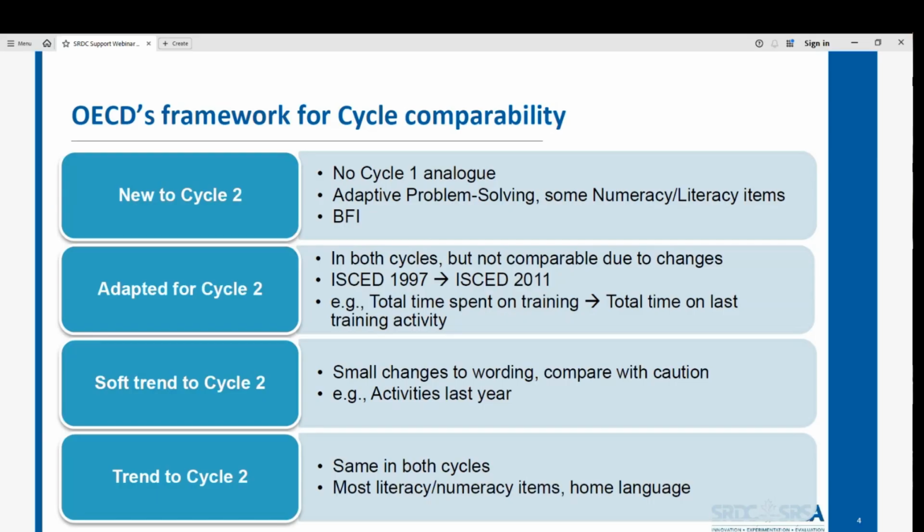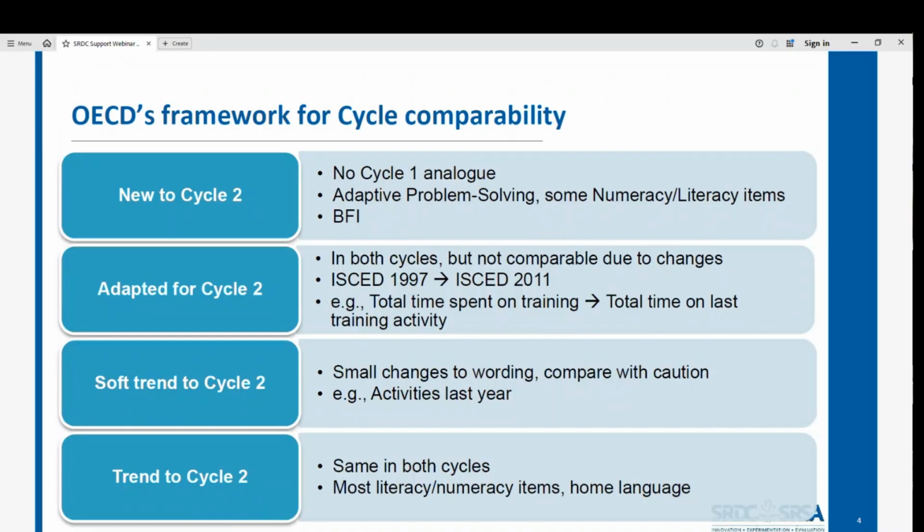And then it gets a bit more gray when you get to variables that are present in both, but have been adapted in a way that probably makes them non-comparable, or means that you might have to be careful about which variable you're picking to compare across. So for instance, cycle 1 uses the ISCED coding scheme to code education and things like that.